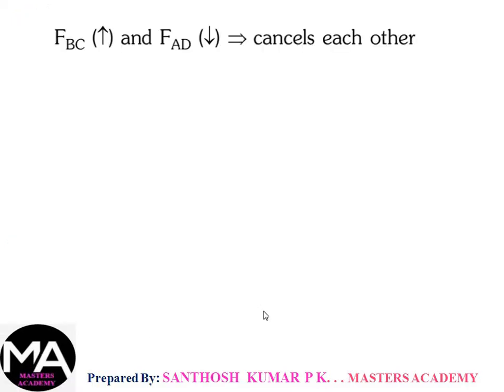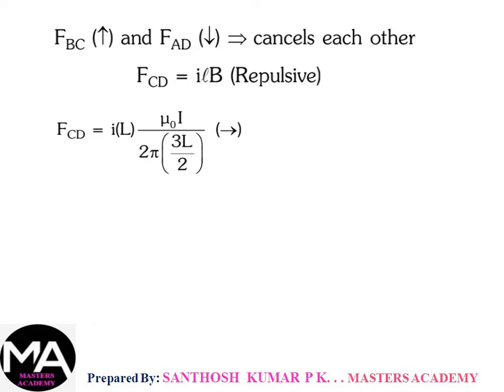So next case, FBC and FAD are mutually opposite, therefore they will cancel each other. Therefore FCD is ILB. It is also repulsive, also outward. FCD is equal to I into L into B, where B is mu naught into I by 2 pi into the distance. Here the distance becomes L by 2 plus L, which is 3L by 2. Therefore on solving we will get mu naught into I by 3 pi.